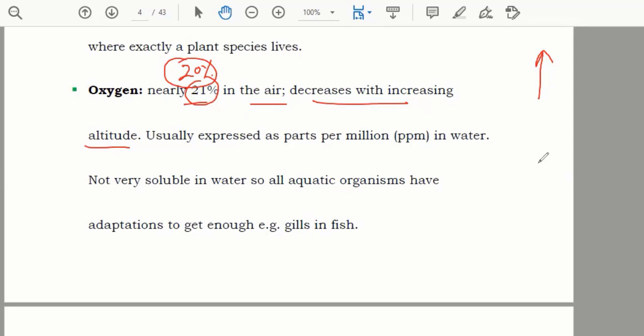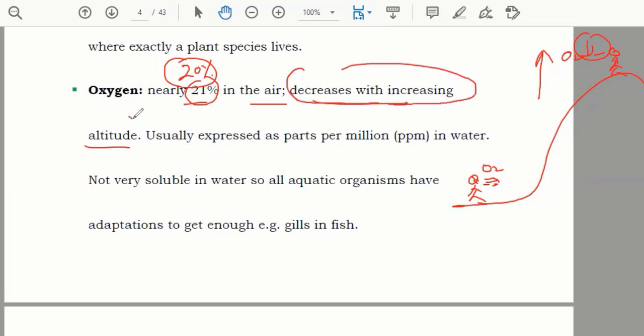So sometimes, for example, let's say this is the mountain and you are here. Here you can breathe really well because the oxygen level is really high. But if you go to a mountain area, or a hill station, the oxygen level will decrease, and a lot of people feel breathing difficulties. So the same thing they are mentioning here.